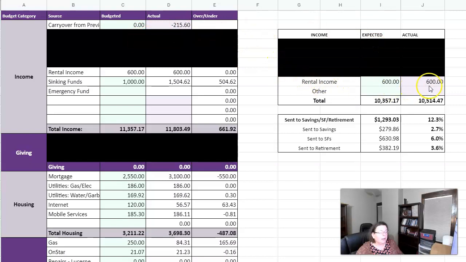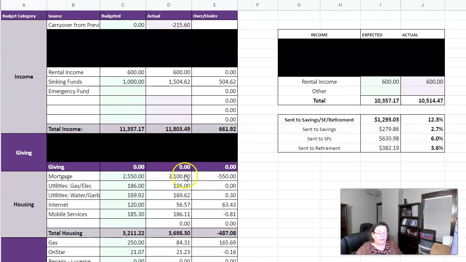We had rental income of $600 that carried over here. Plus we had $1,504 that we pulled in from sinking funds, which was a little bit more than what we originally planned. And we didn't have any other income come in February. That left our total income bucket at $11,803. And so that's what we had to work with throughout the month.